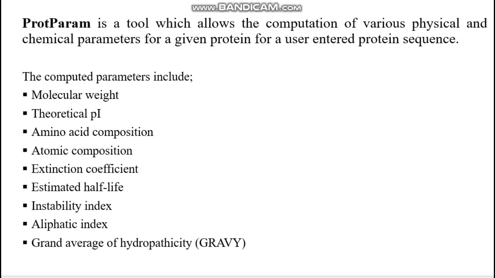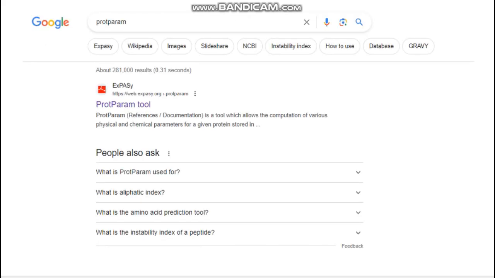The computed parameters include molecular weight, theoretical pI, amino acid composition, atomic composition, extinction coefficient, estimated half-life, instability index, aliphatic index, and grand average of hydropathicity, which is abbreviated as GRAVY. You will search it on Google and click on the ProtParam tool.